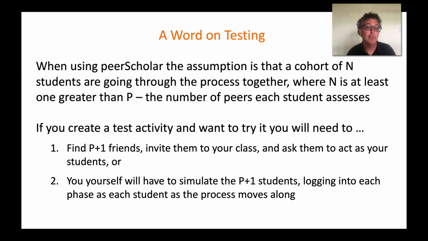So either you have to find P+1 friends and ask them to serve as students in your test, or you yourself will have to simulate that. So you will have to log in as student 1, then as student 2, then student 3, student 4, etc. So a little bit onerous, but if you keep in mind that's what the system is assuming, that it's a cohort moving through, not an individual, then that makes sense.